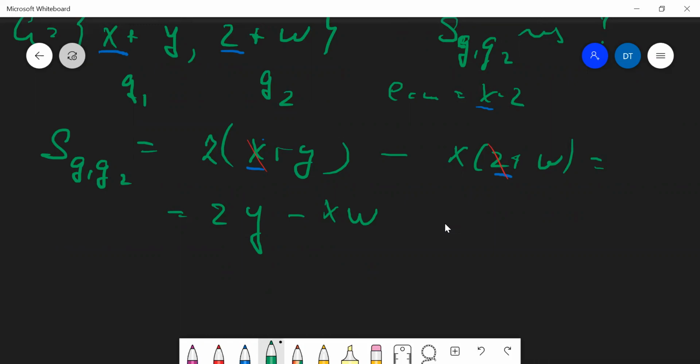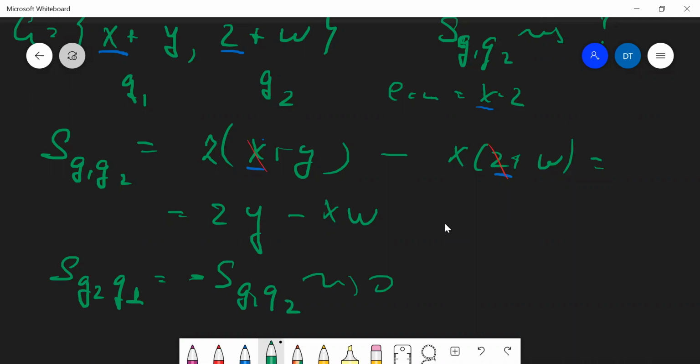XG2 minus ZG2. Okay, yeah. Of course, you can do this. So you compute the S polynomial for G2, G1. It just will be minus S polynomial of G1, G2. But it's enough to compute its S polynomial for at least one pair, because if this is reducible to zero, then this also is reducible to zero.